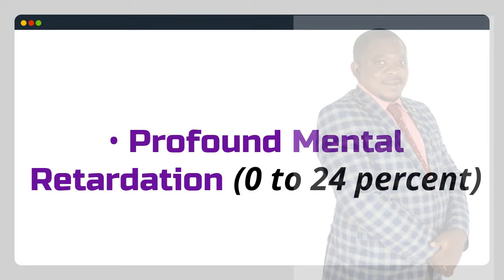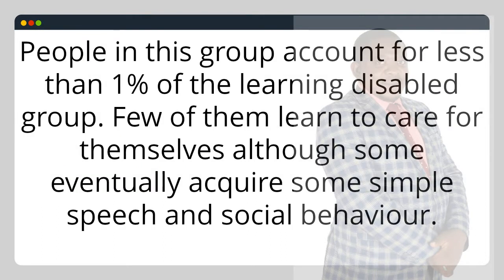Profound mental retardation, IQ 0 to 24. People in this group account for less than 1% of the learning disabled group. Few of them learn to care for themselves, although some eventually acquire some simple speech and social behavior.